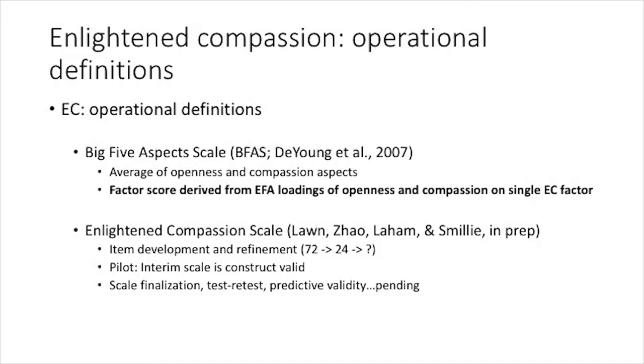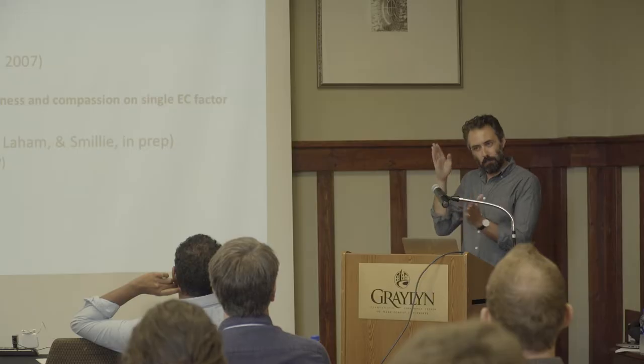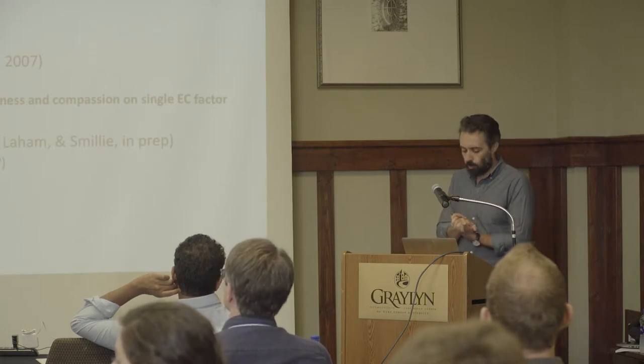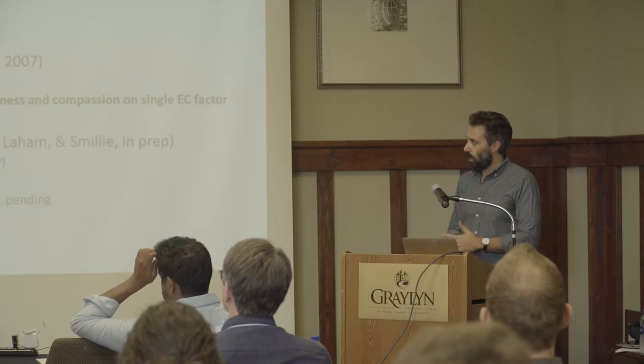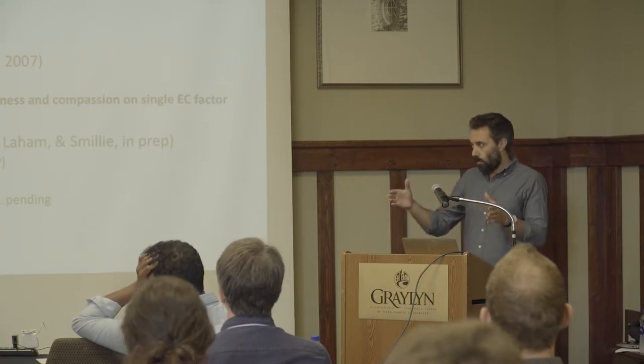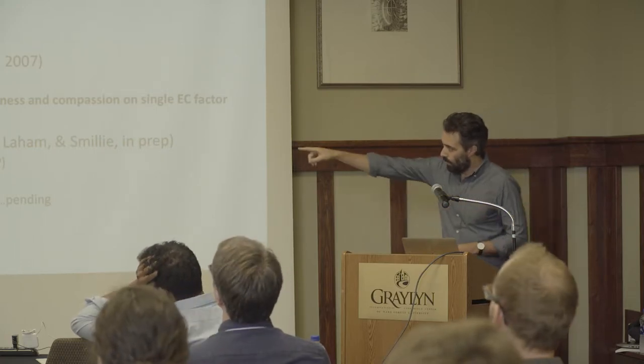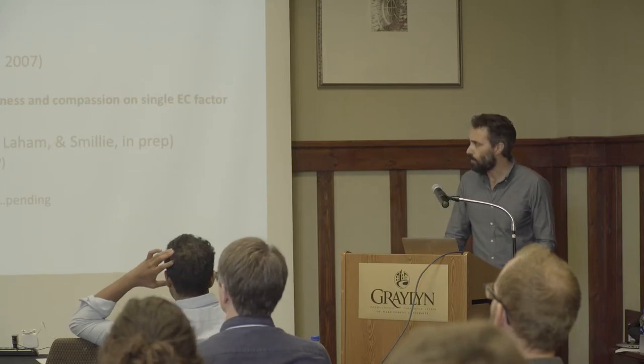We want to try and get it under 10, because otherwise you might as well just use the 20 items from the VFAS. We want to make it really efficient. And we're in the process of doing that. We're currently doing a panel study where we can get a test retest reliability and predictive validity. So that's an ongoing process. And that is really being driven by Erin Lawn, who's an excellent PhD student.